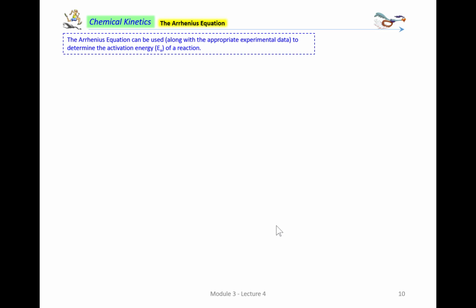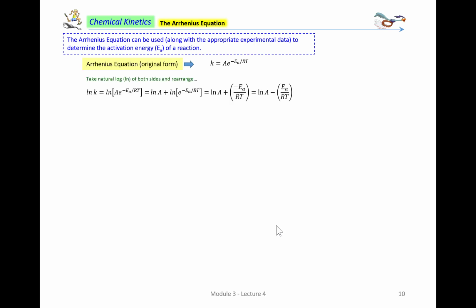Now, the Arrhenius equation can be used along with appropriate experimental data to actually determine the activation energy of a reaction. This is going to involve making a graph. If you look at the original form of the Arrhenius equation, it's right here. And what we're going to do is manipulate this and try to get it into the form of a straight line. To do that, we're going to take the natural log of both sides of this equation and rearrange.